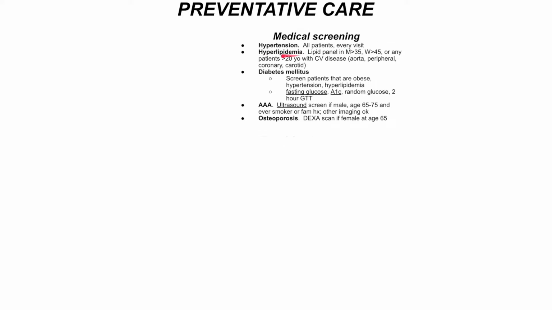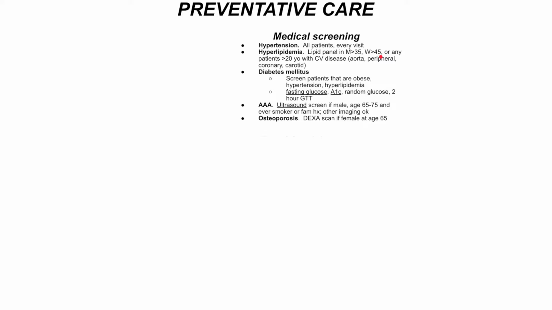Next is hyperlipidemia. This is typically done as a blood test, a lipid panel. It'll give you the LDL cholesterol, the HDL cholesterol, as well as the total cholesterol and the triglycerides. We do this typically annually, starting in men at age 35 and in women at age 45.